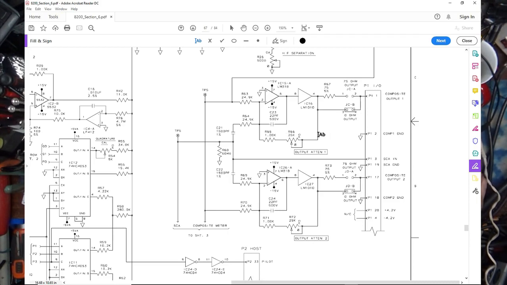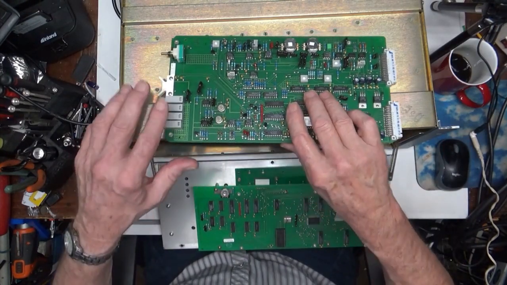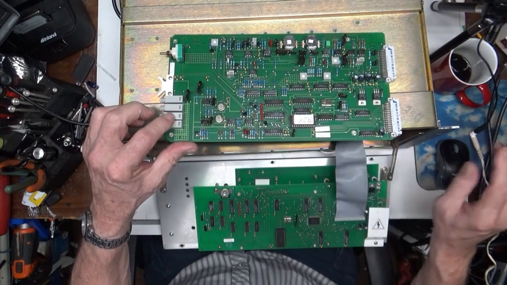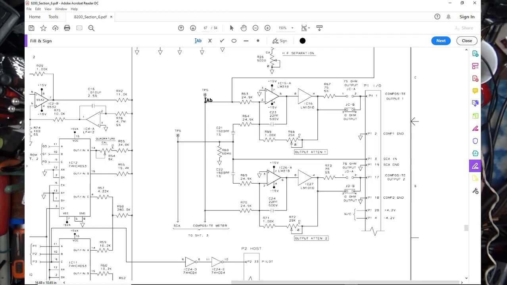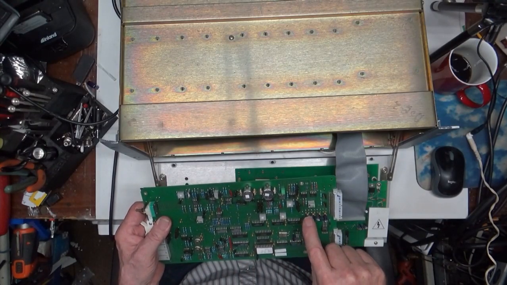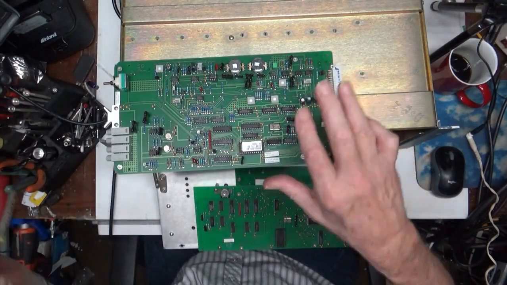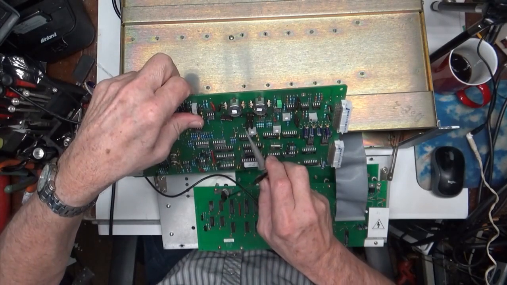You've got an output attenuator here, which is on this board right here, these guys. And we've got a test point. Okay, this says this test point here goes to the composite meters. So that would be test point number 5. Test point 5. Okay, so we'll hook up test point 5.